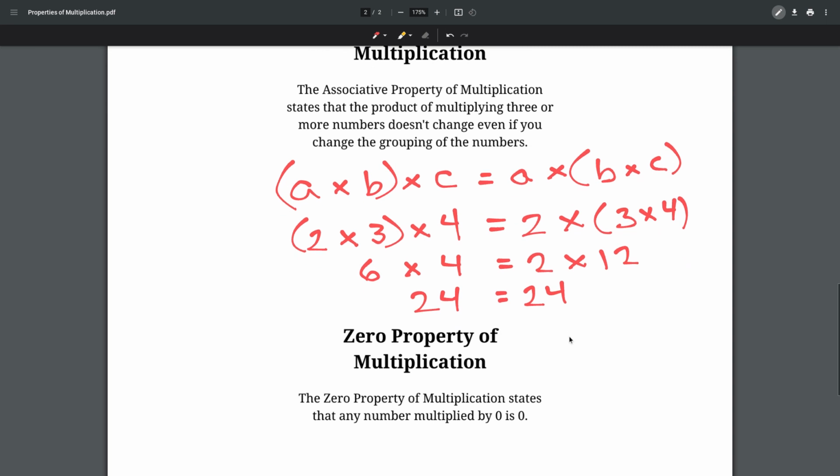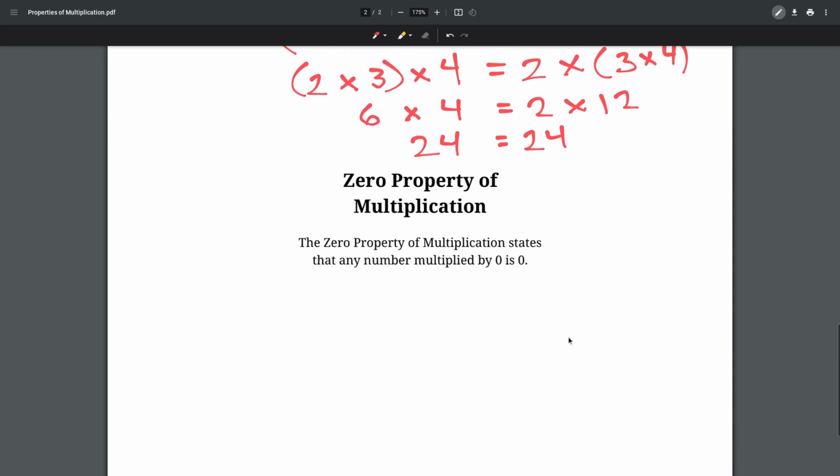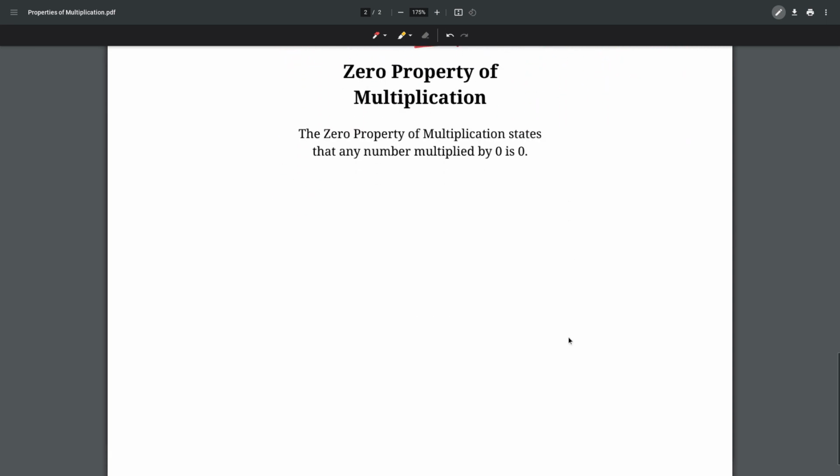Okay, the last property I want to talk about, and I'm saving the distributive property for a separate video, is the zero property of multiplication. So the zero property of multiplication states that any number multiplied by 0 is 0. So in generic terms, if we do a times 0, well that's going to be 0. With a number example, let's do 2 times 0. Well, that equals 0. 5 times 0, that equals 0, and so on.